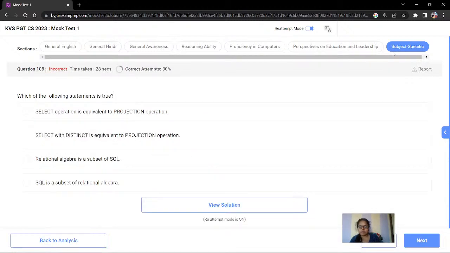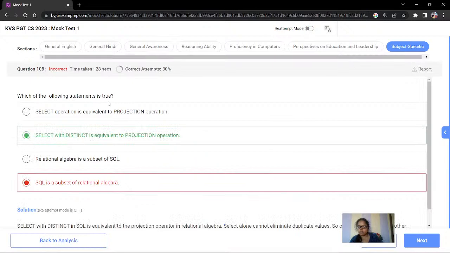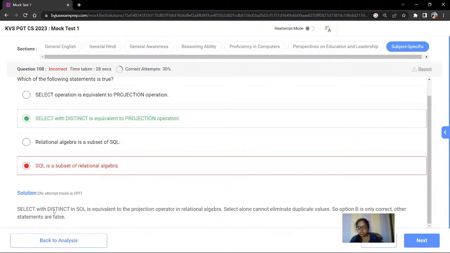Next, which of the following is a true statement: select with distinct is equivalent to the projection operation. So select with distinct is equivalent to projection. Here you can see the solution: select with distinct in SQL is equivalent to the projection operation in relational algebra. Select alone cannot eliminate the duplicate values, so only option B is correct.